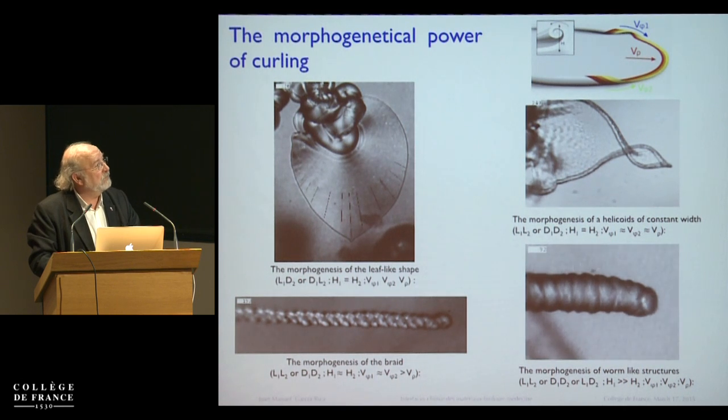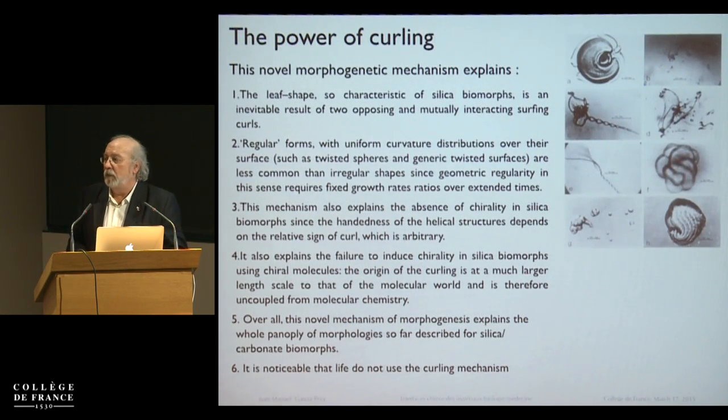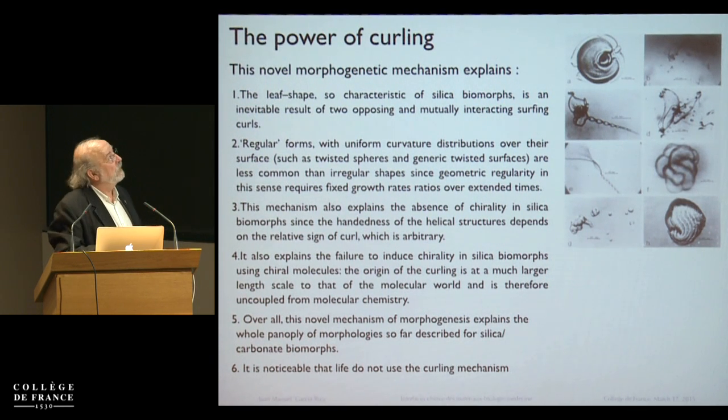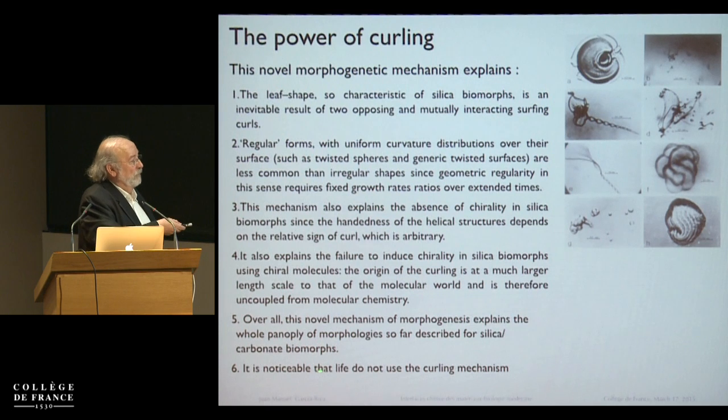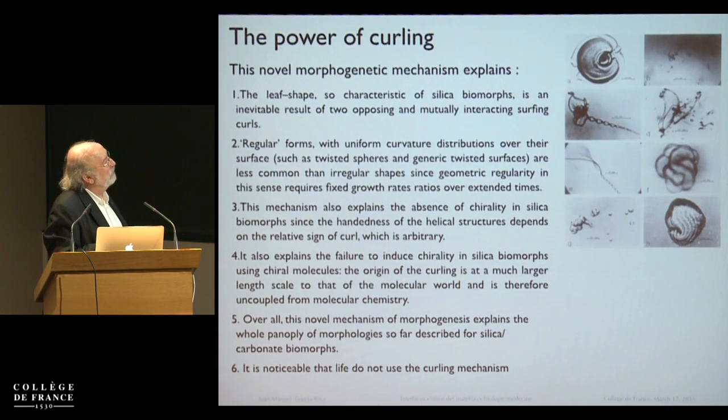These morphologies are very complex, but this mechanism of curling is extremely powerful from the point of view of morphogenesis. Morphogenetically, it's a really powerful mechanism. But life never used it. So it means nothing, right? But I was asking many biologist friends, and apparently life never used such a mechanism, which is very powerful.